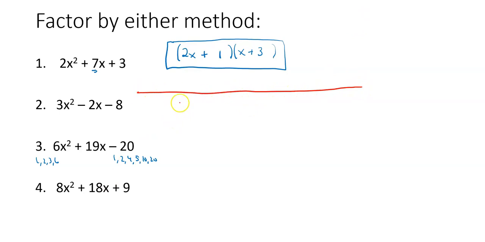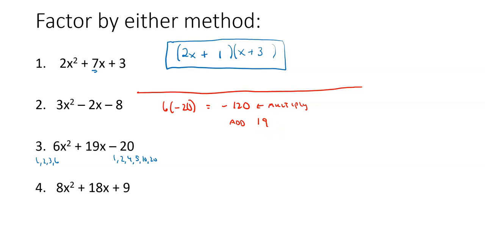All right, so I'm looking for numbers. If I multiply the 6 and the negative 20, the 6 is my A, the negative 20 is my C. 6 times negative 20 is negative 120. So I need two numbers that multiply to be negative 120 and add up to be 19. What else can I get from this?